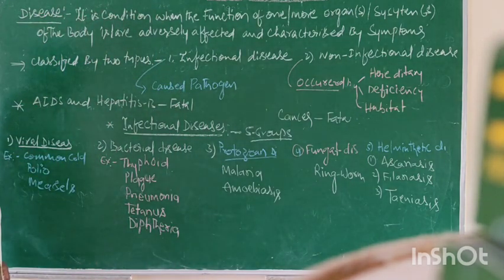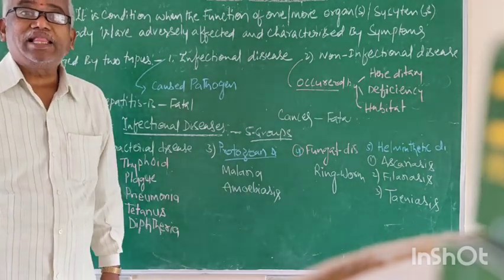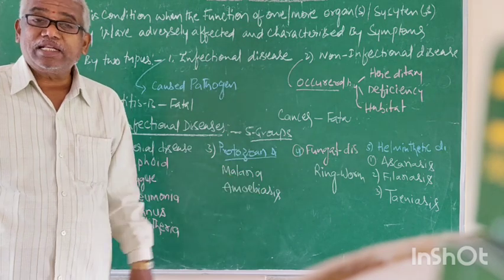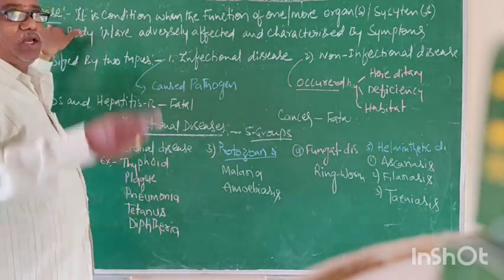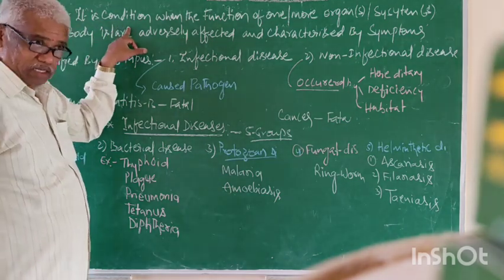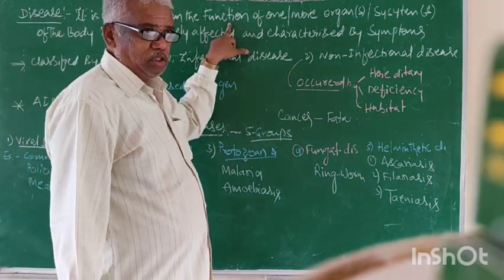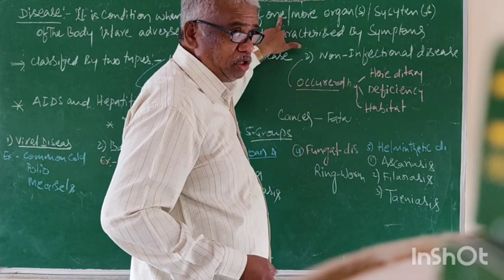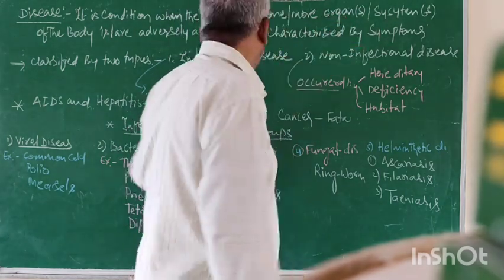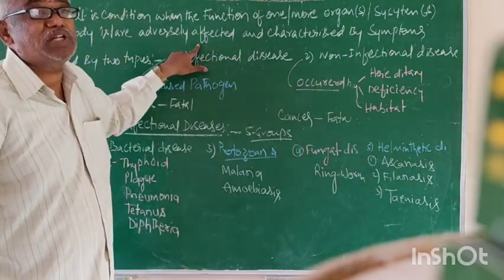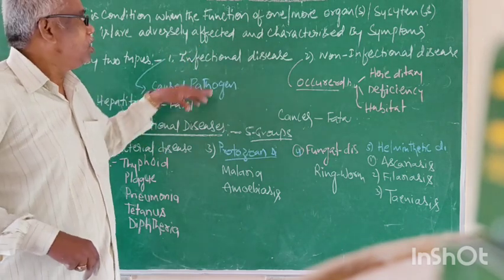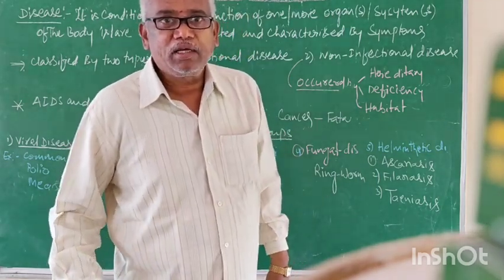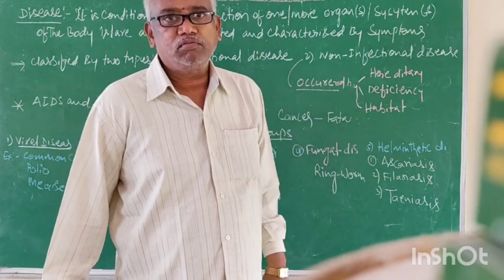Now, disease. Just two minutes before we discuss it, what is health? A complete well-being in physical, mental and social aspects. Now, disease is the condition or state when the function of one or more organs, like the liver, kidneys or brain, or of a system, like the digestive or respiratory system, of the body is adversely affected, negatively, badly affected, and characterized by symptoms. If you take the excretory system or kidney, its function is the removal of urine from the blood.